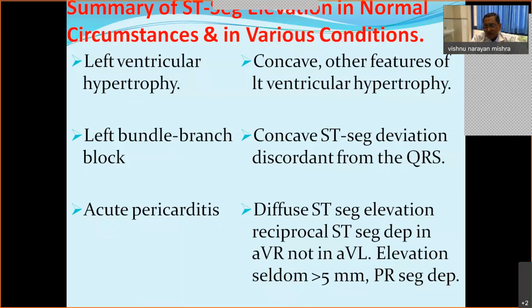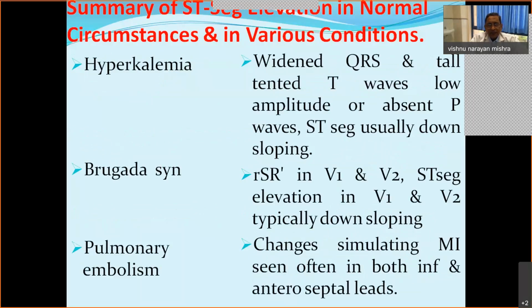Elevation is seldom more than 5 millimeters. PR segment depression is again a feature of acute pericarditis. Hyperkalemia: widened QRS and tall tented T waves, low amplitude or absent P waves, ST segment usually downsloping. Brugada syndrome: right bundle branch block pattern in V1 and V2, ST segment elevation in V1 and V2 typically downsloping, and that is what differentiates it from a routine infarct.